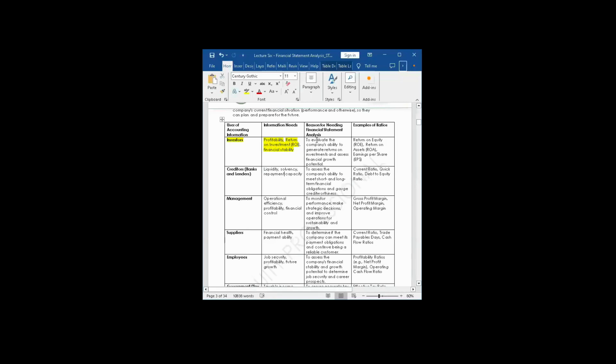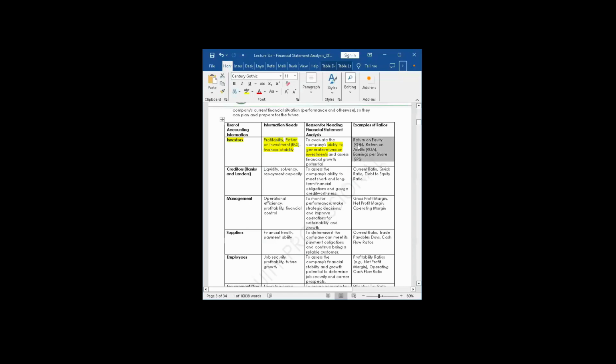So the reason why you need this information is to evaluate the company's ability to generate what? The ability of the company to generate returns on investment, because that's your interest. If I invest, will this company be able to generate return on my investment? And you also want to assess the financial growth potential of the business. So what are the form of ratios that can help you to identify profitability and return on investment? What are those form of ratios?